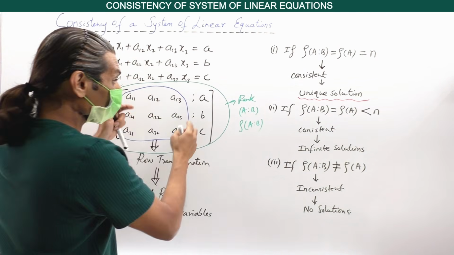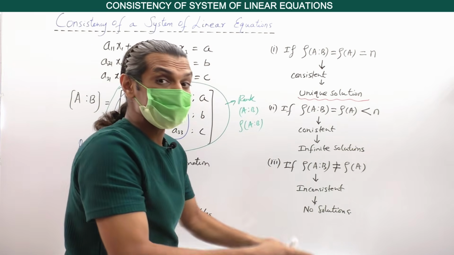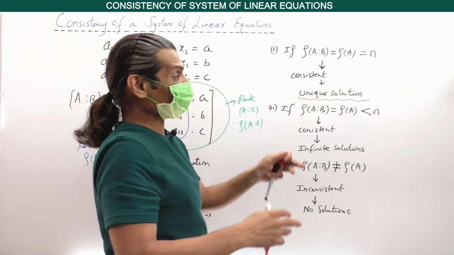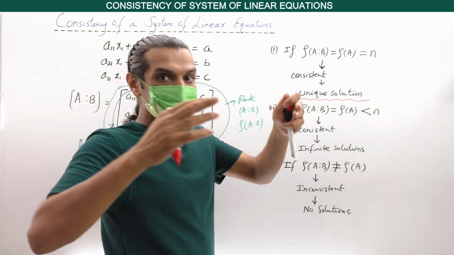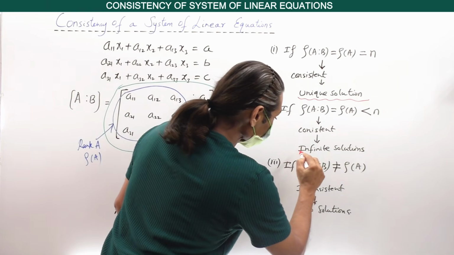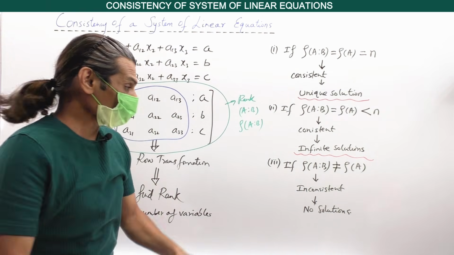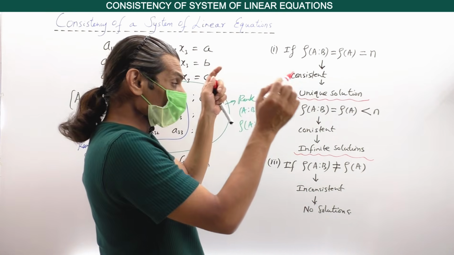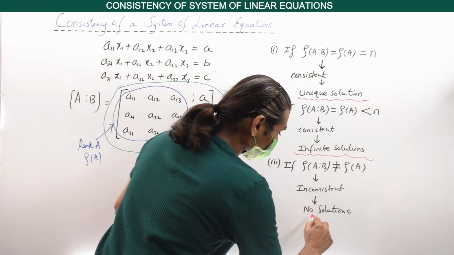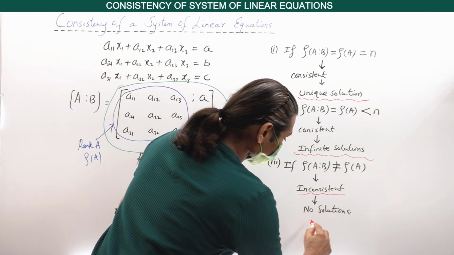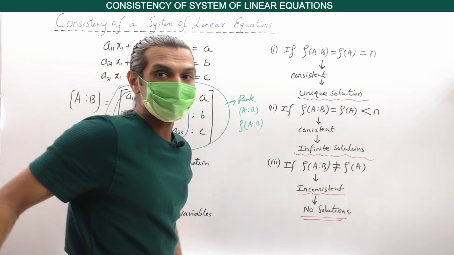But here, if the rank of [A:B] is equal to the rank of A but lesser than n, say the rank is 2 and the number of variables is 3, then it is consistent, but what? Infinite, numerous number of solutions. And lastly, if the rank of A augmented B is not equal to the rank of A, then it is inconsistent, and we have no solutions. That's all.